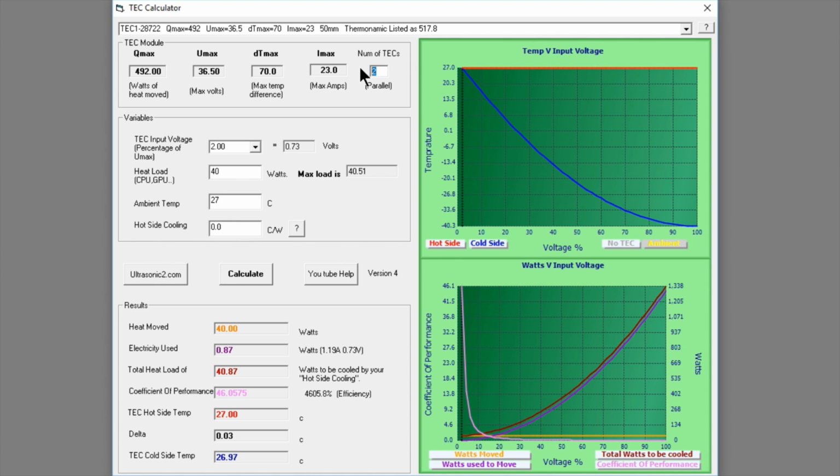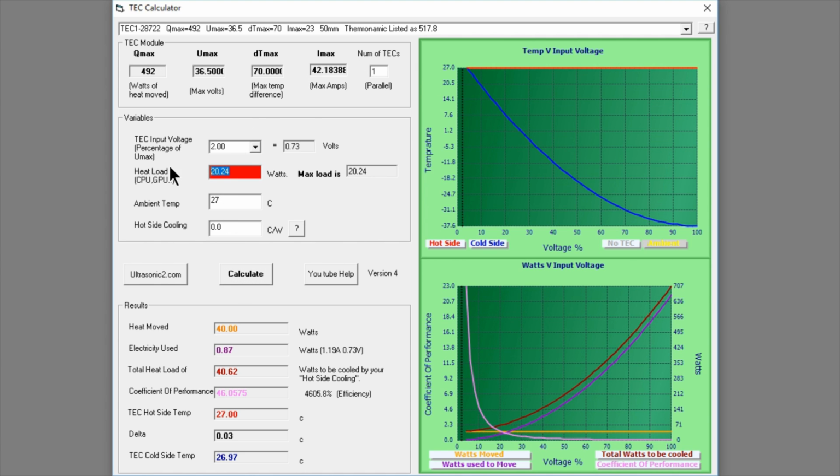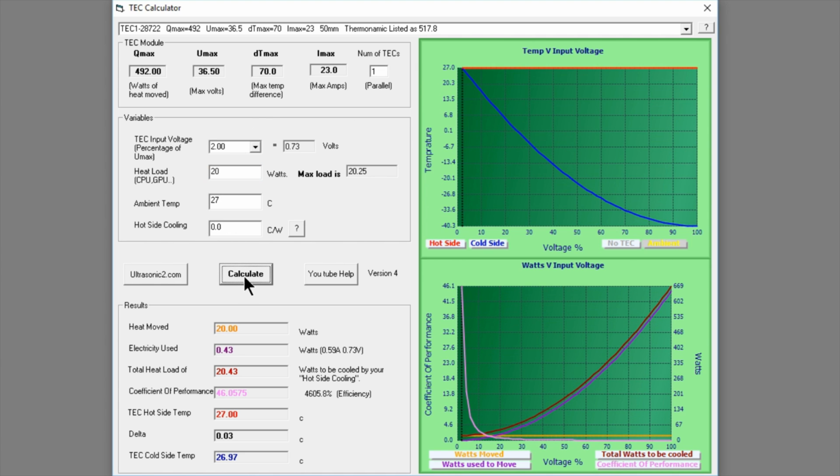But let's go back to one. So, that is the problem. If you reduce the input voltage to increase efficiency, quote unquote, you reduce the amount of heat you can move, and that becomes, of course, self-defeating. So if we were trying to move our 200 watts, we could never achieve a COP of 4,600 because I can't move that much.